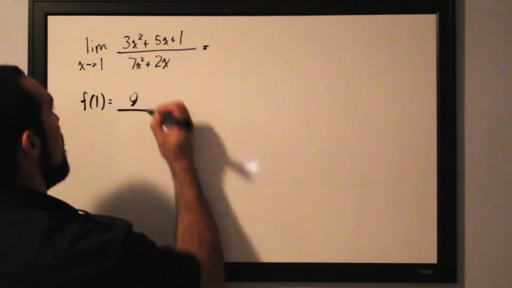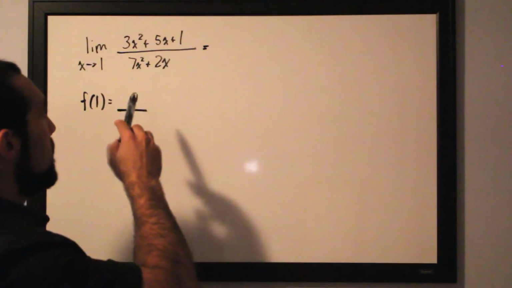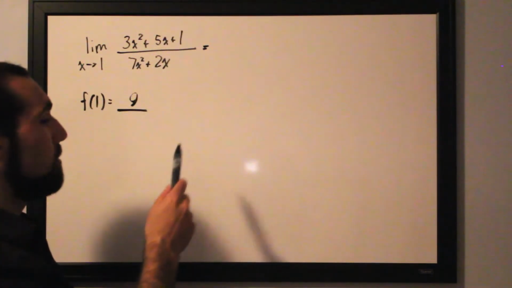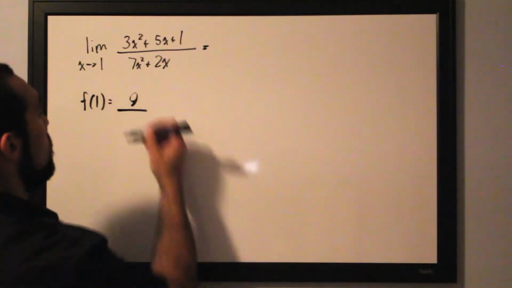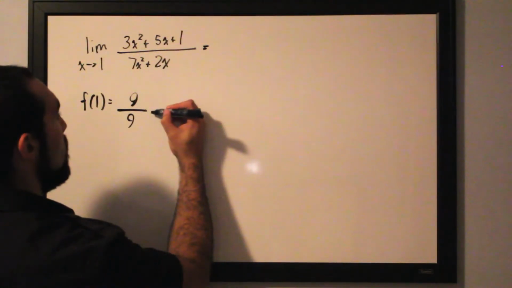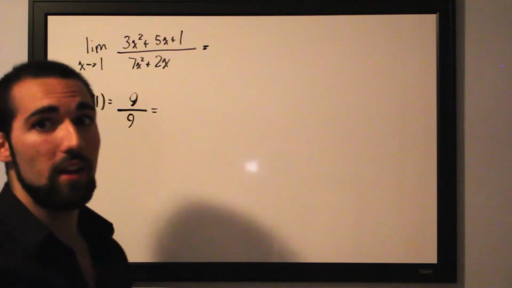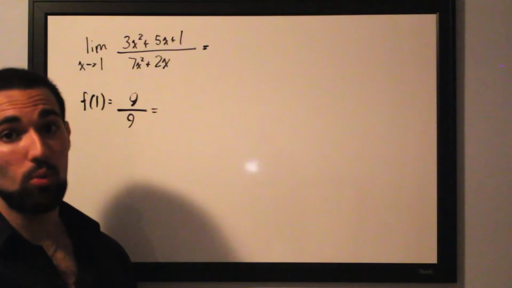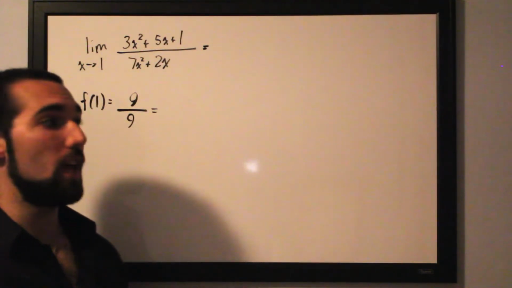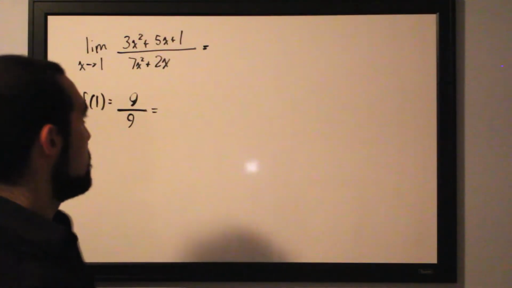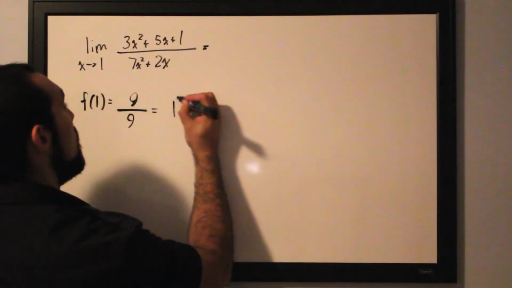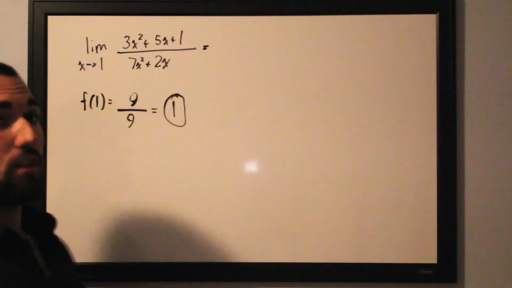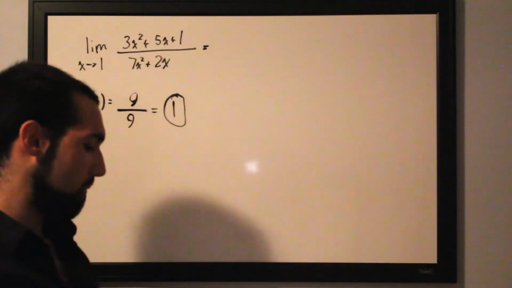And then in the denominator, 1 squared is going to be equal to 1, times 7 is equal to 7, plus 2 is going to be equal to 9. So f of 1 is going to be equal to 9 over 9. As you may have noticed, that's not an indeterminate form. This is not equal to 0 over 0, so it's fair game. You are allowed to do this. So 9 over 9 is equal to 1. So the limit as x approaches 1 for this big nasty function over here is 1.